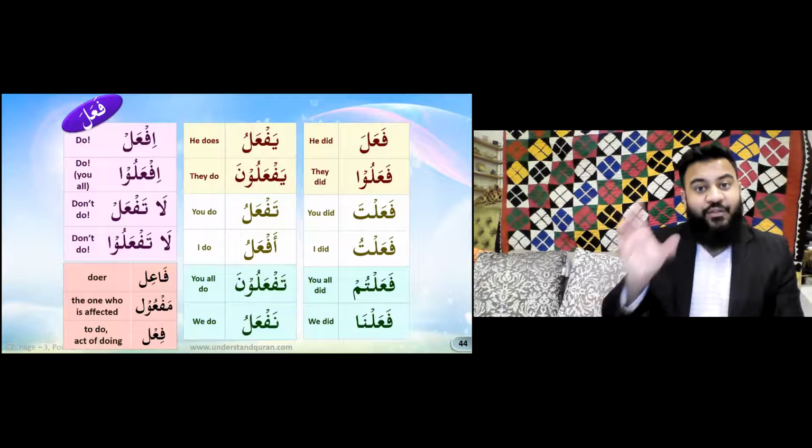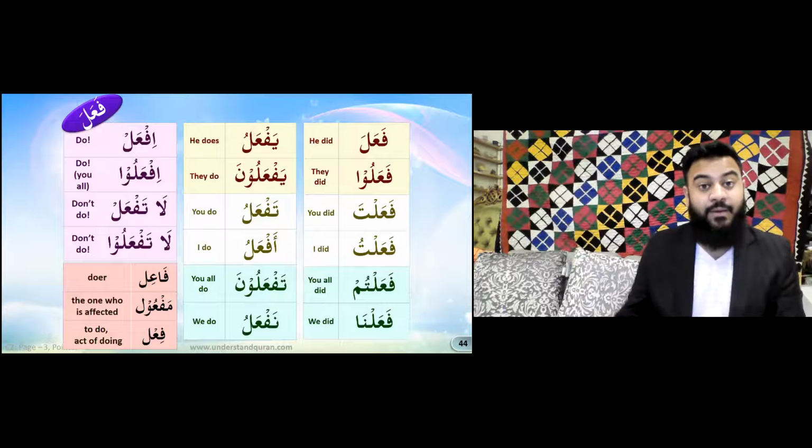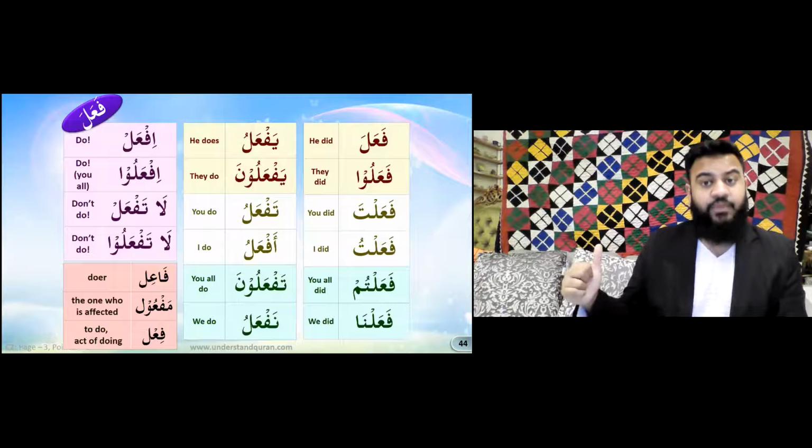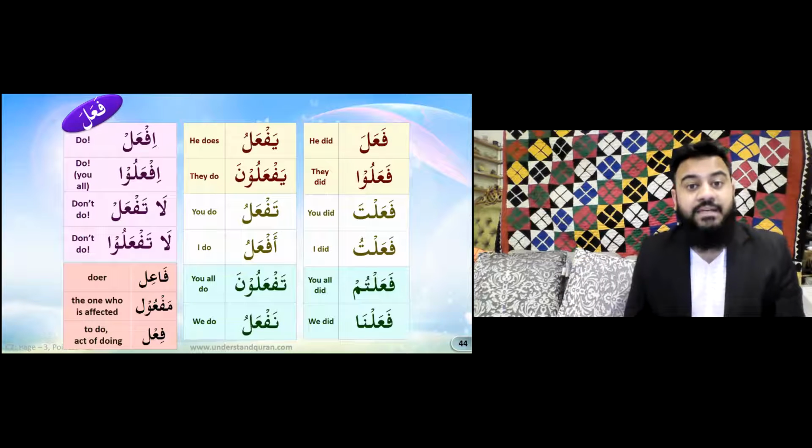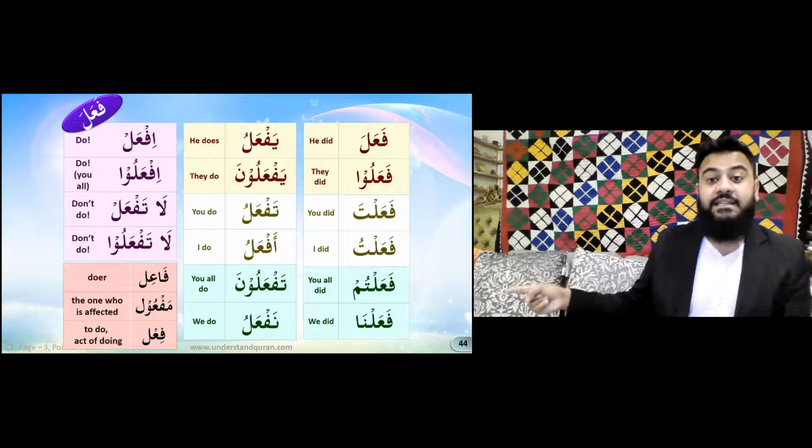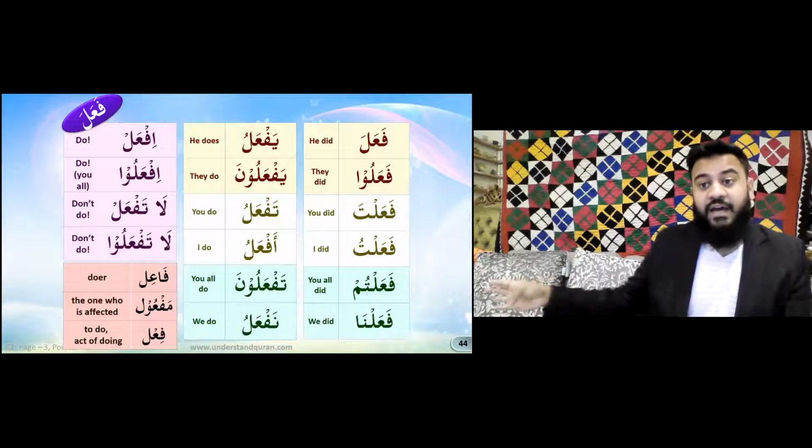So you'll see we have our three columns. On the right-hand side, we have our madi, or the past tense, and we do this through TPI. The example table word that we'll use for our table here is fa'ala. So fa'ala is he did. Then remember it's plural, fa'ala, fa'alu.